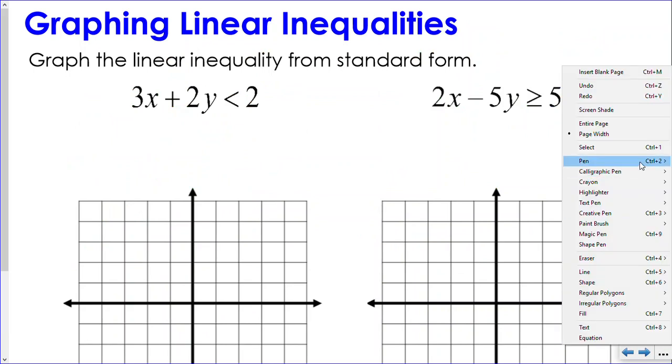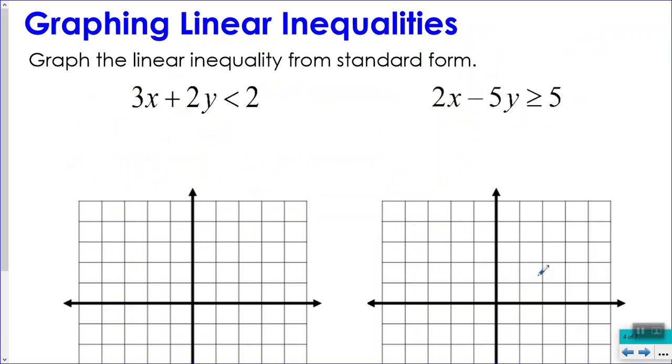Now, when we go to graph, our inequalities aren't always going to be given to us nice and neat in slope-intercept form. Sometimes we're going to have them in standard form. The easiest way to graph is going to be to take them and transform them into slope-intercept form. Now, because we're dealing with inequalities, there's one special thing that we have to keep in mind. Anytime we multiply or divide by a negative, we have to flip the sign.